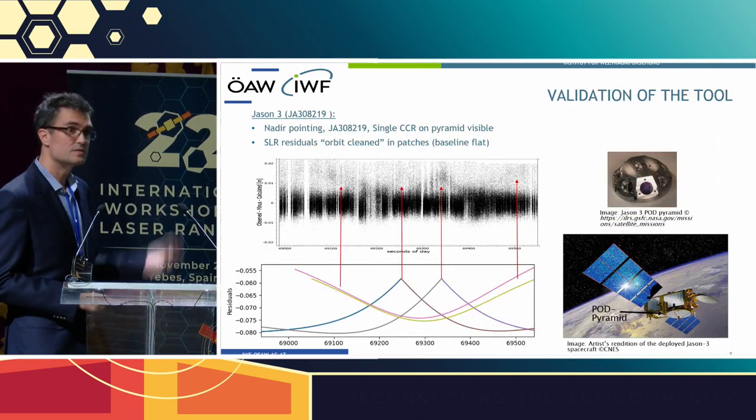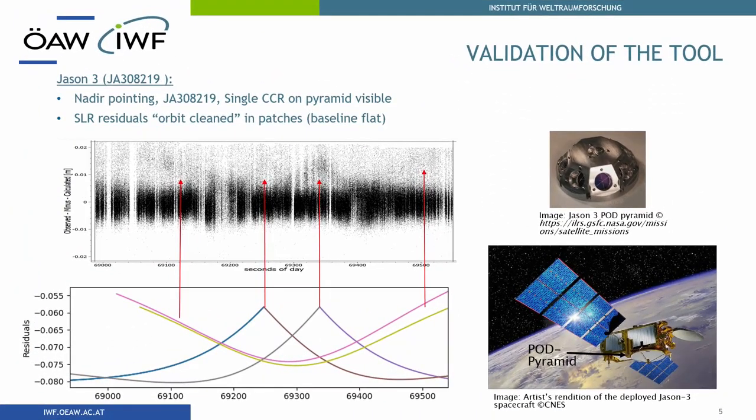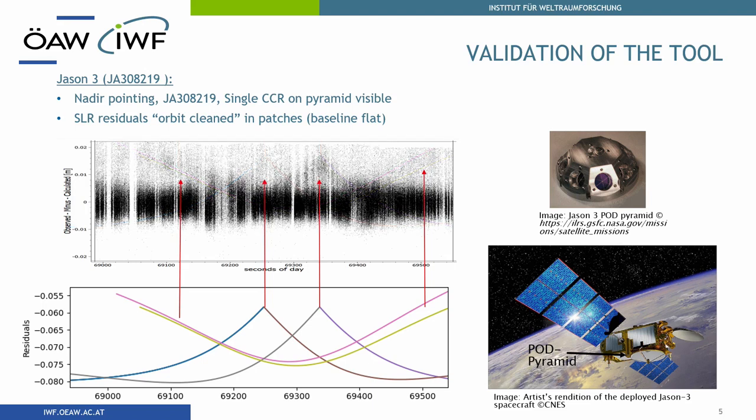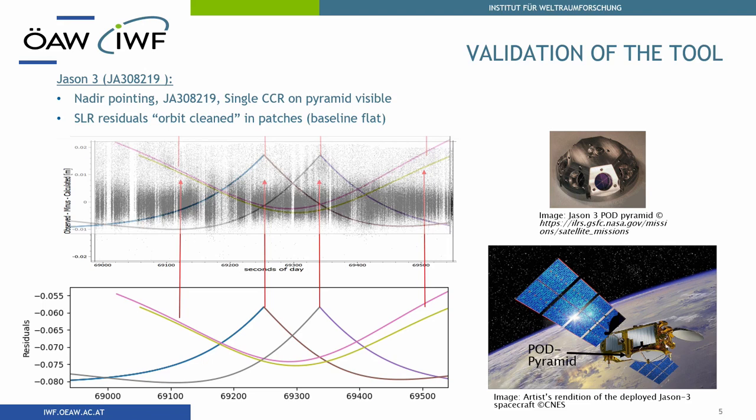Second validation of the tool by Jason-3, actually a nadir pointing satellite, as you all know. So below you see the residual simulations, and above you see the single photon-based residuals actually orbit cleaned in patches to make the baseline flat here in the residuals. And when I just show the simulated data set, you see that you can really predict those patches you're seeing, for example, here and here. They're coming out quite clear in the simulated residuals. So yeah, during post-processing, this might be a help for analyzing data sets where you have satellite signature.